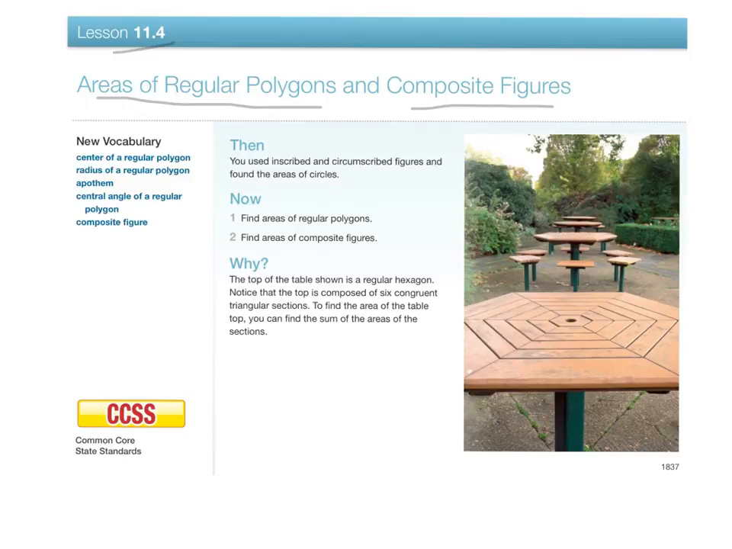All right, the new word that's going to come up that you haven't used before, the apothem. That is the line that goes from the center of the circle and bisects one of the sides. That's the apothem.